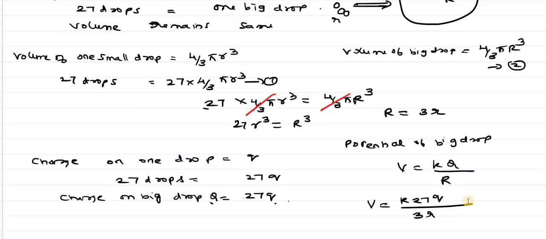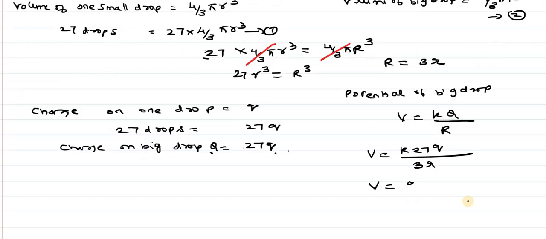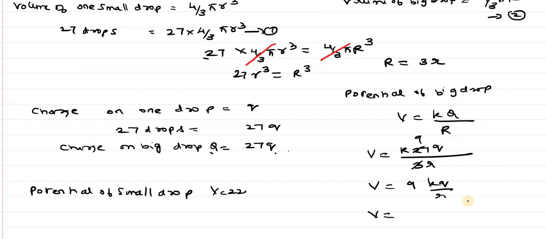Now what you are getting is 9 times kq by r. Now what is small kq by r? It is the potential of the small drop. Read the question, it is already given: it is equal to 220 volt. So V will be equal to 9 times 220, which is nothing but 1980 volt. Is it clear, all of you? Any doubt?